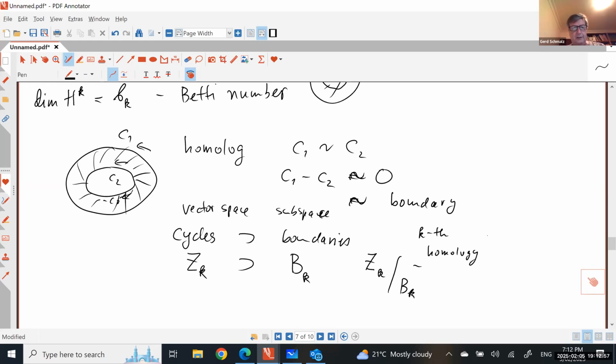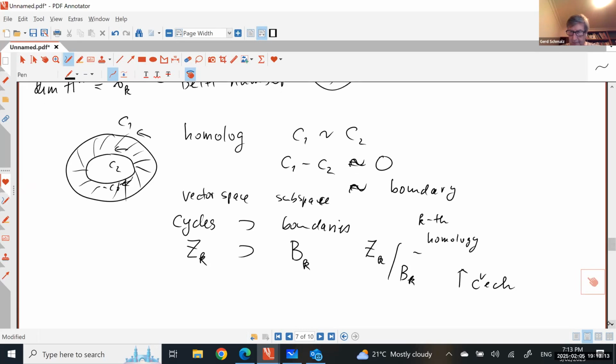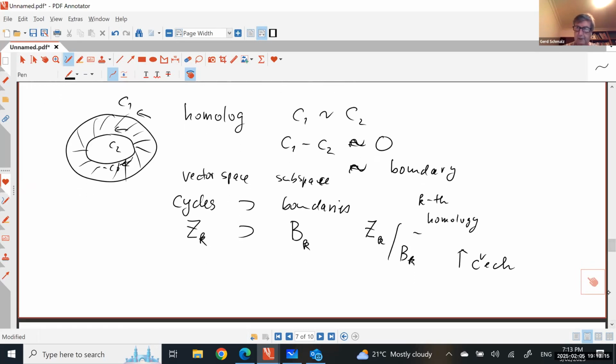Without going too much into details, that also has a name. It is called the Čech homology. And Čech was actually a Czech mathematician, famous, maybe the most famous Czech mathematician, and his name was Eduard Čech.